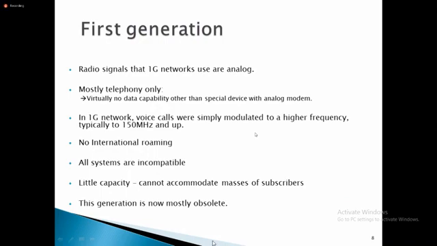Then first generation. First generation used analog communication, an analog modulation technique for signal transfer, and mostly telephony only.